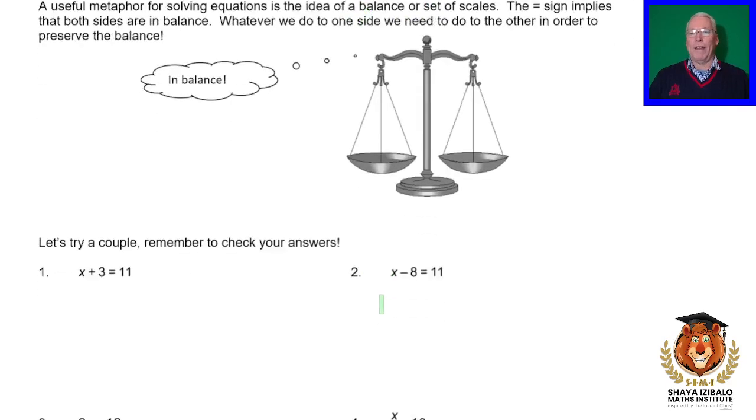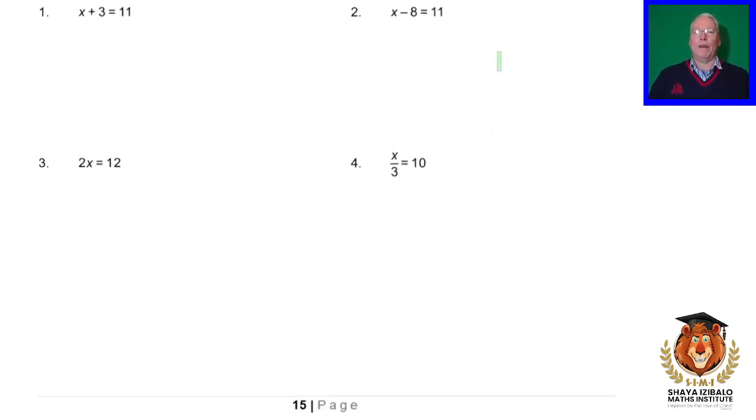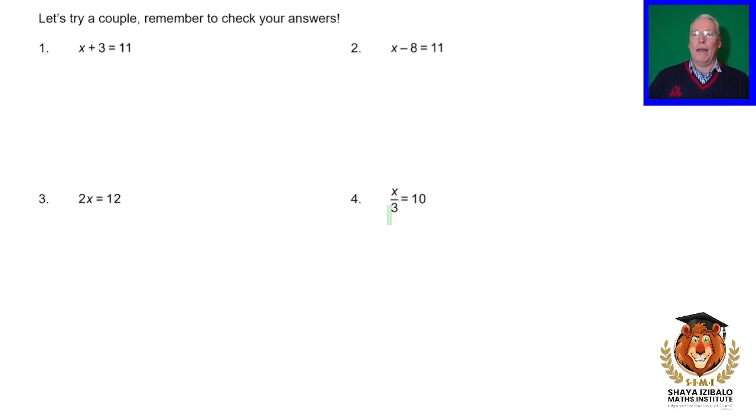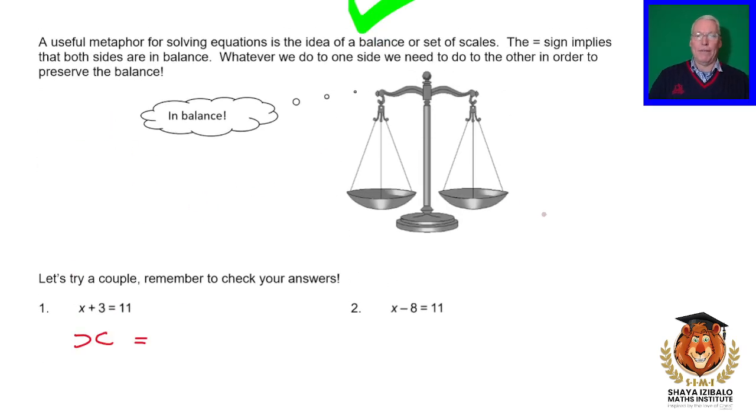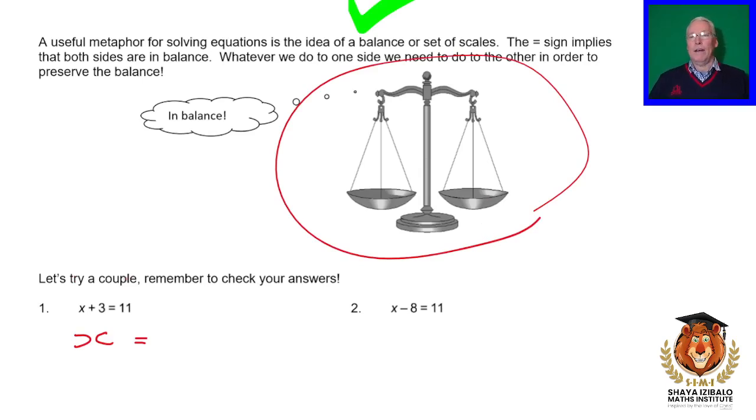Now we've spoken about the idea of a scale. We're going to do the first 4 together. We're trying to find x here, just trying to get x on its own. At the moment, x is having 3 added to it. Let's subtract 3, just to leave us with x. But remember this: if we subtract 3 from one side, we must subtract it from the other side. So x is 11 minus 3. Our final answer is going to be x equals 8.